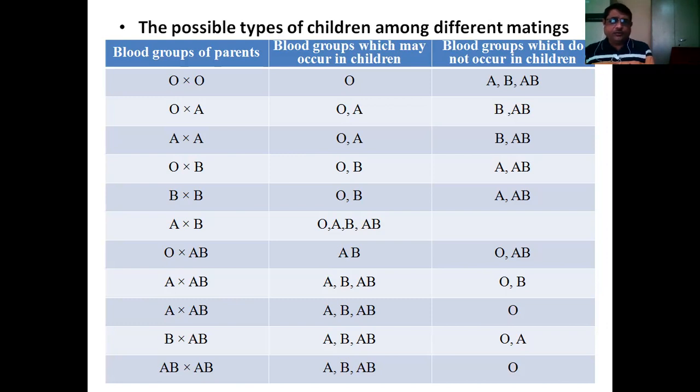There will be no other blood group for that particular child. Similarly, if the parents are of O and A blood group, the child will have either O blood group or A blood group. That child will not have any other blood groups like B or AB. So in that way, this chart has been given, and this chart can be used for parentage testing also.